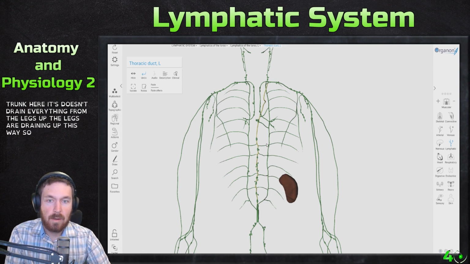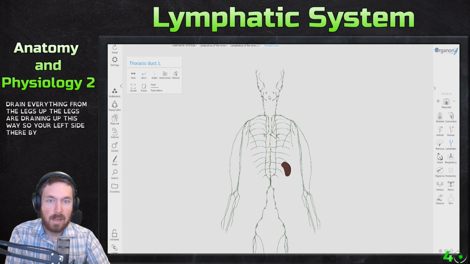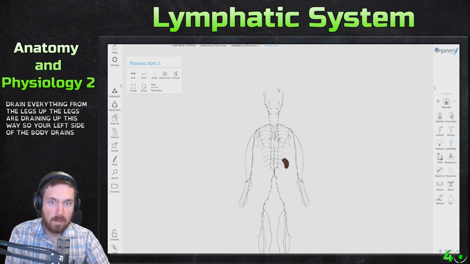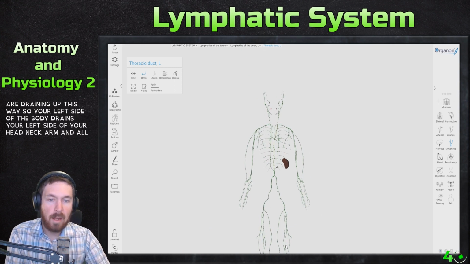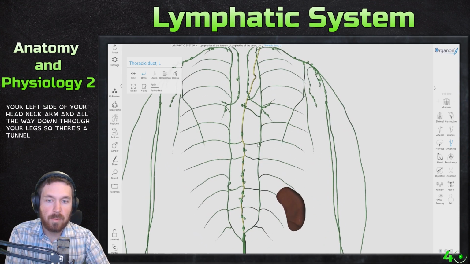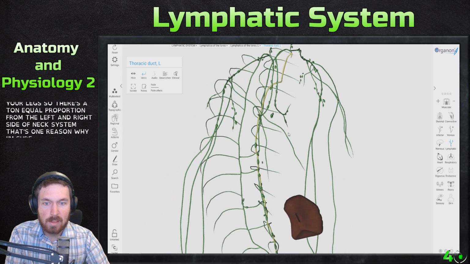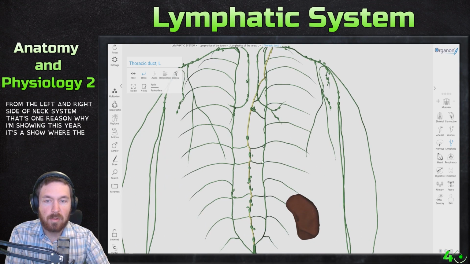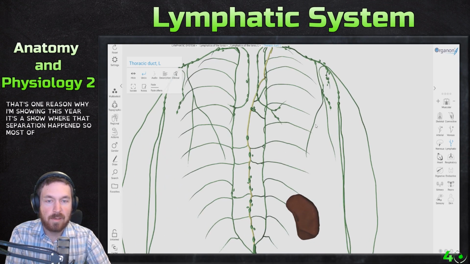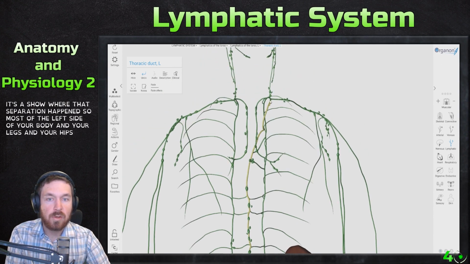Your left side of the body drains your left side of your head, neck, arm, and all the way down through your legs. So there's an unequal proportion from the left and right side on the lymph system. And that's one reason why I'm showing this here, is to show where that separation happens. So most of the left side of your body and your legs and your hips all drain to the right side here.